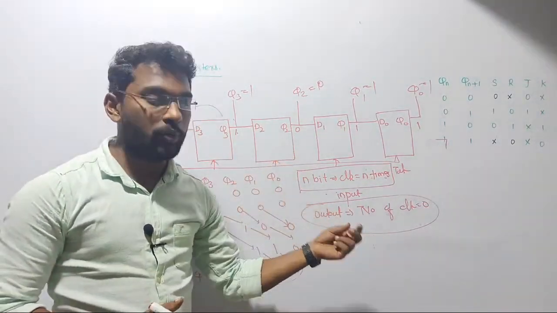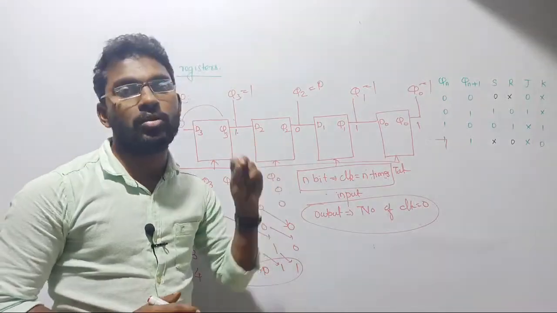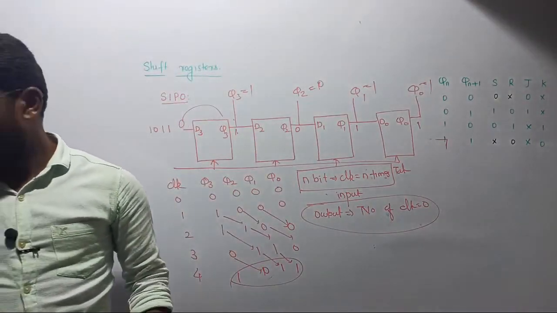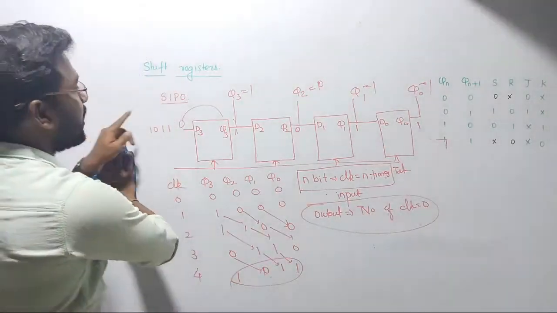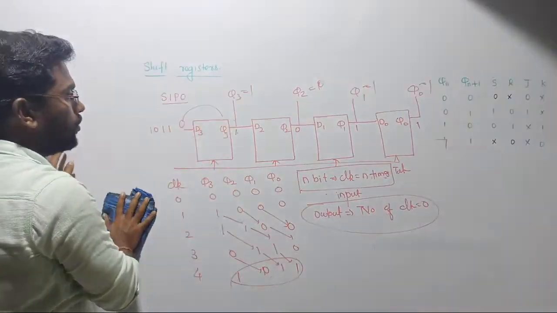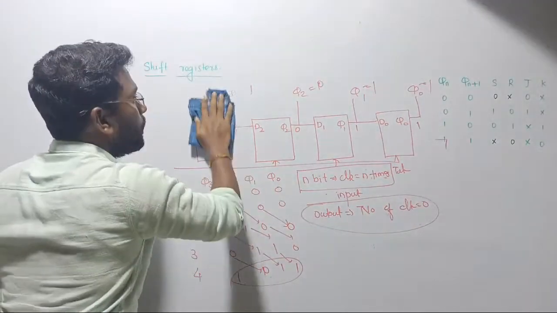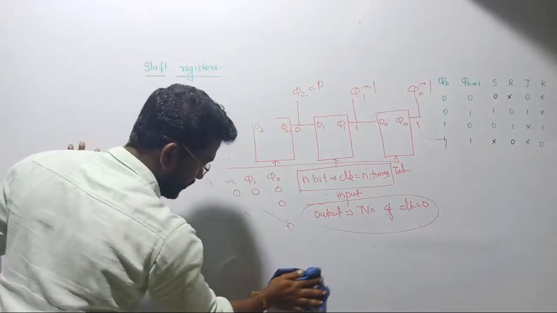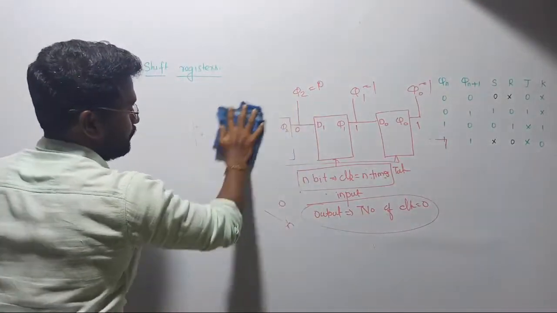Don't forget, you will be tested on this, it is a 1 mark question, right? Fine. Let us design the next type. This is the serial input, parallel output register. Next let us design parallel input, serial output, right? So let us discuss parallel input, serial output. So let us remove these things first.